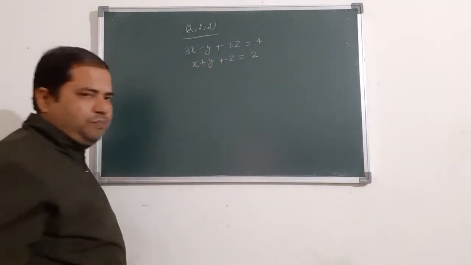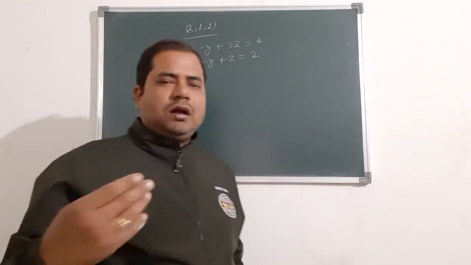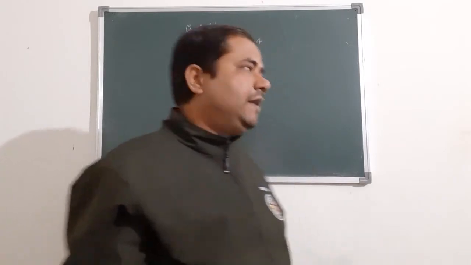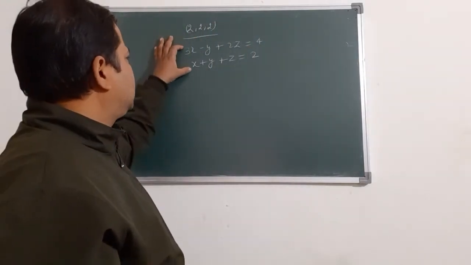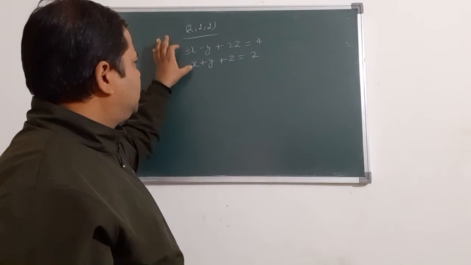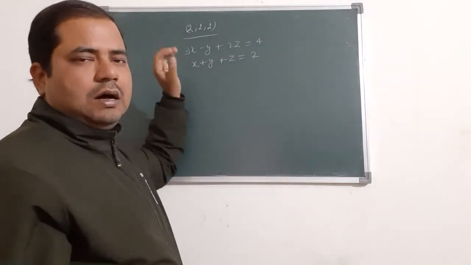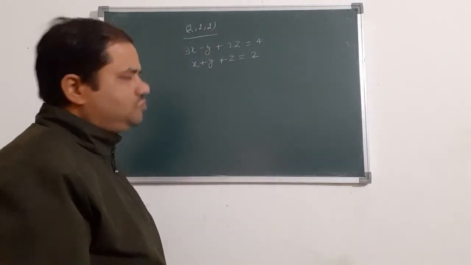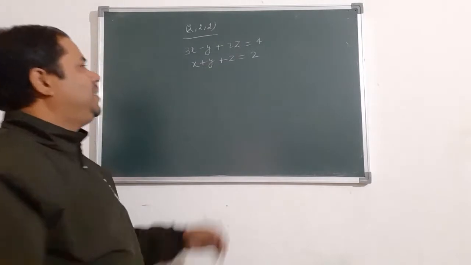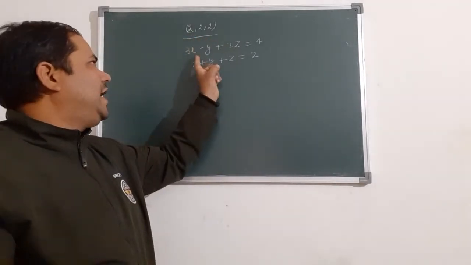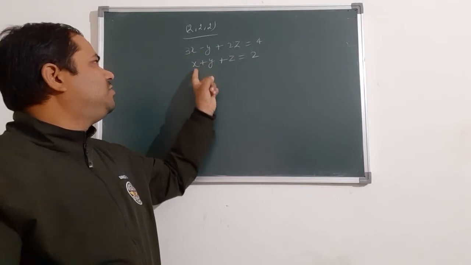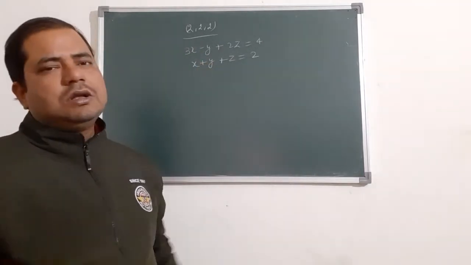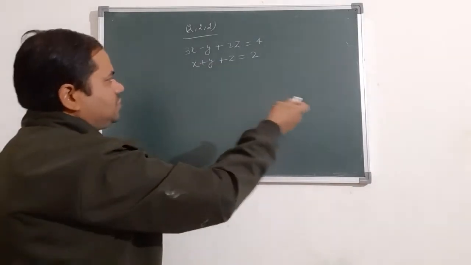That means there are two planes, through whose intersection the required plane is passing, and it also passes through the point 2, 2, 2. Okay, that means find the equation of plane passing through the point 2, 2, 2 and also passing through the intersection of these two planes. So what is the equation of plane passing through the intersection of the two planes?